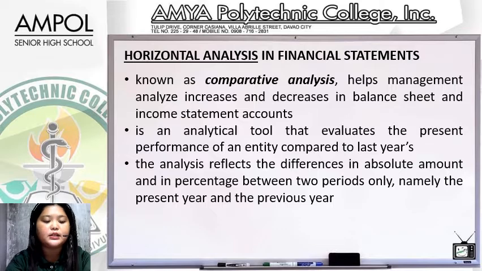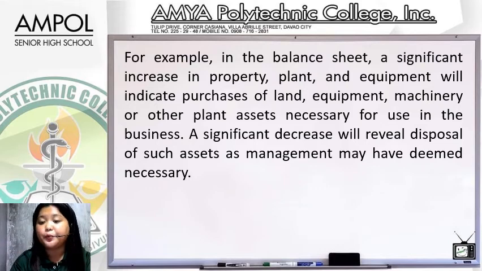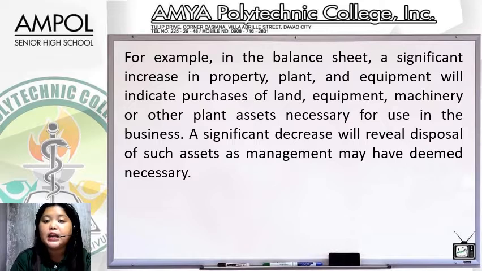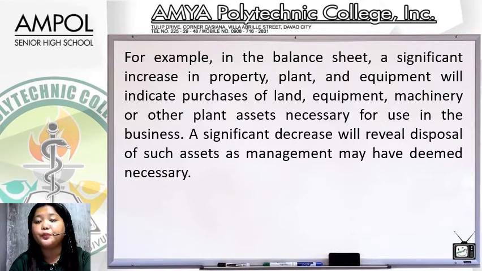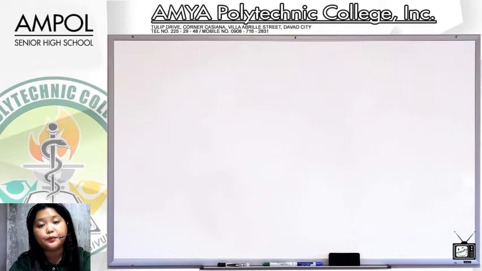So for example, in the balance sheet, a significant increase in property, plant, and equipment will indicate purchases of land, equipment, machinery, or other plant assets necessary for use in the business. A significant decrease will reveal the disposal of such assets as management may have deemed necessary. So we have here an example.